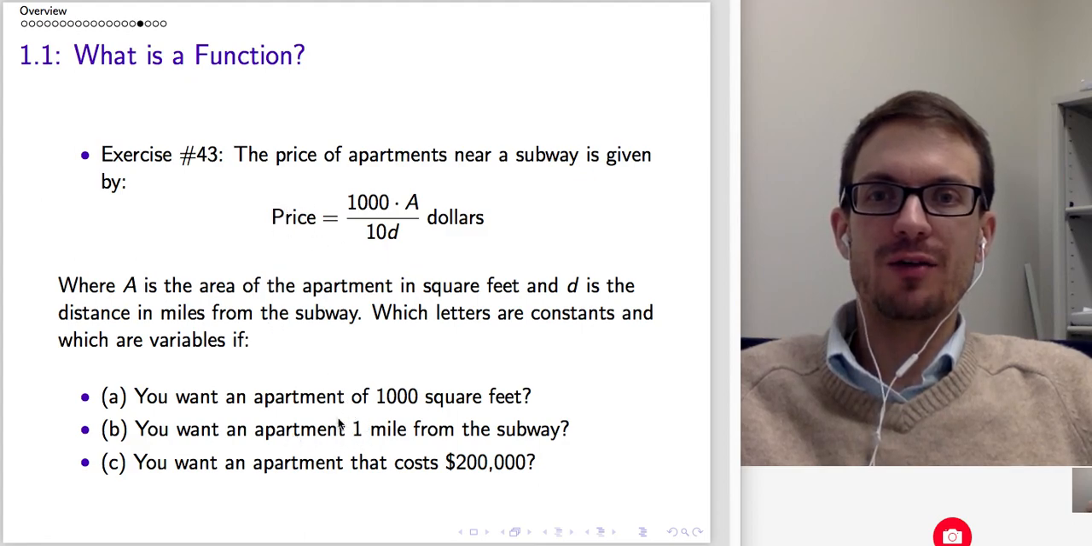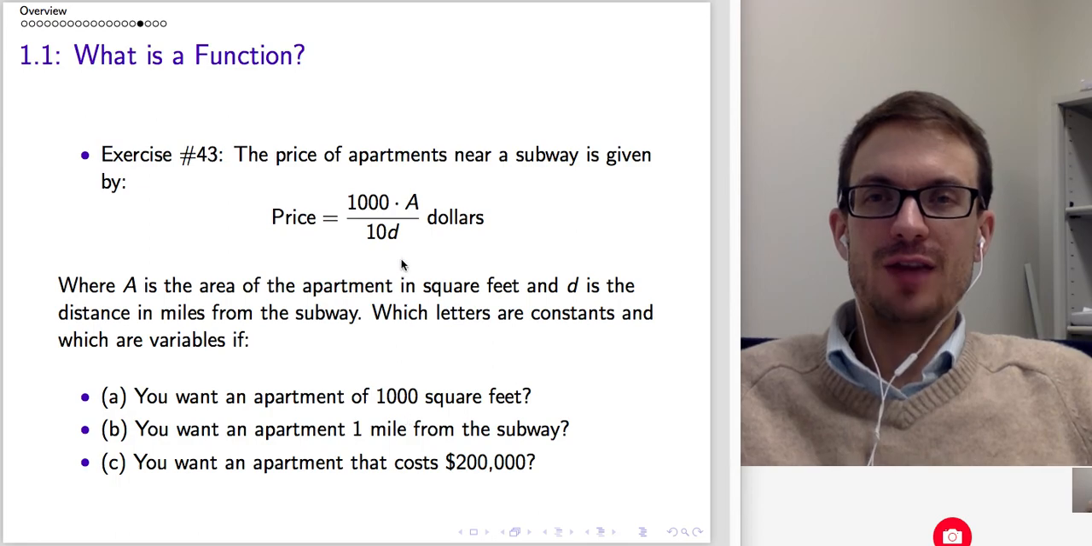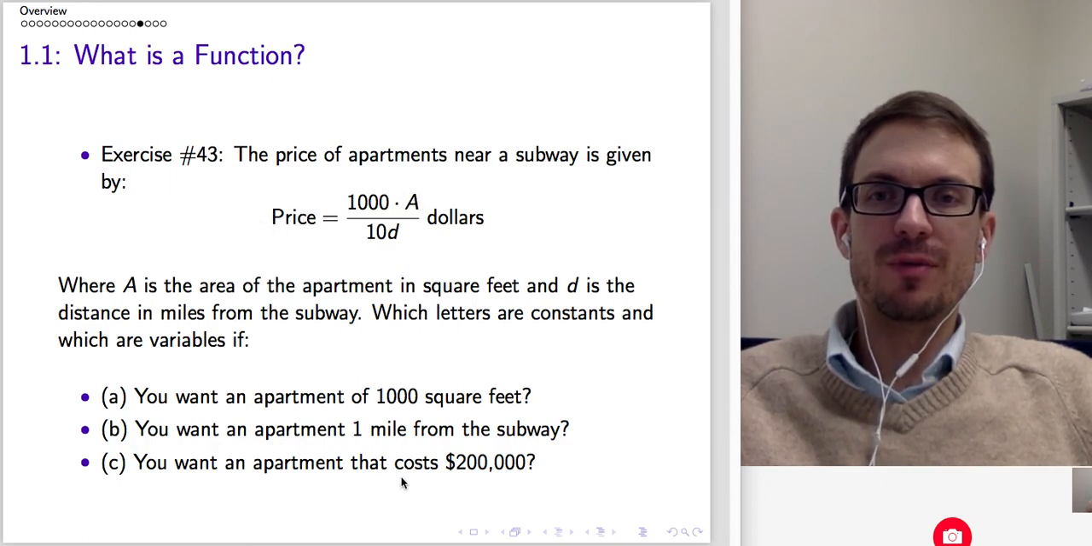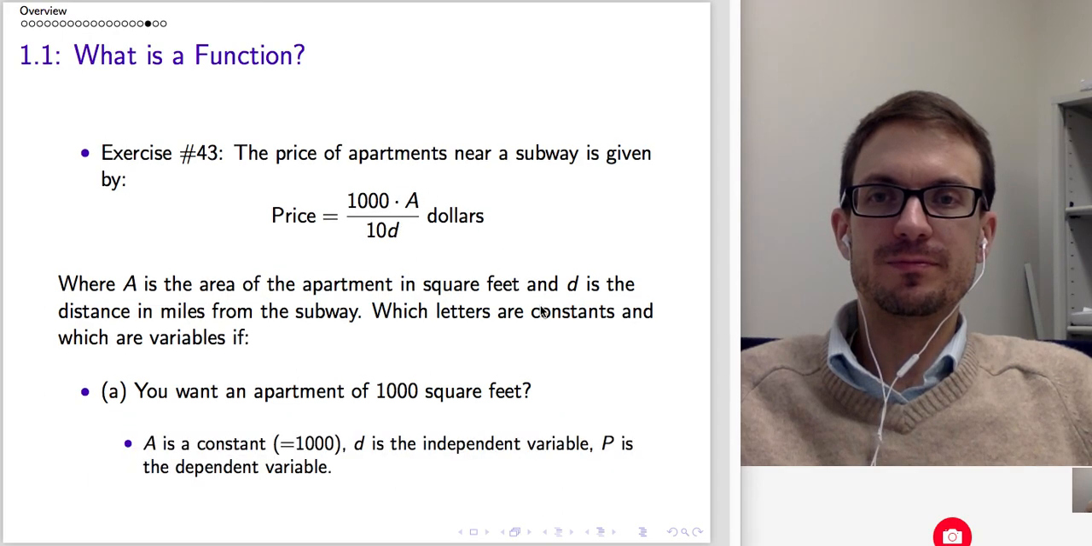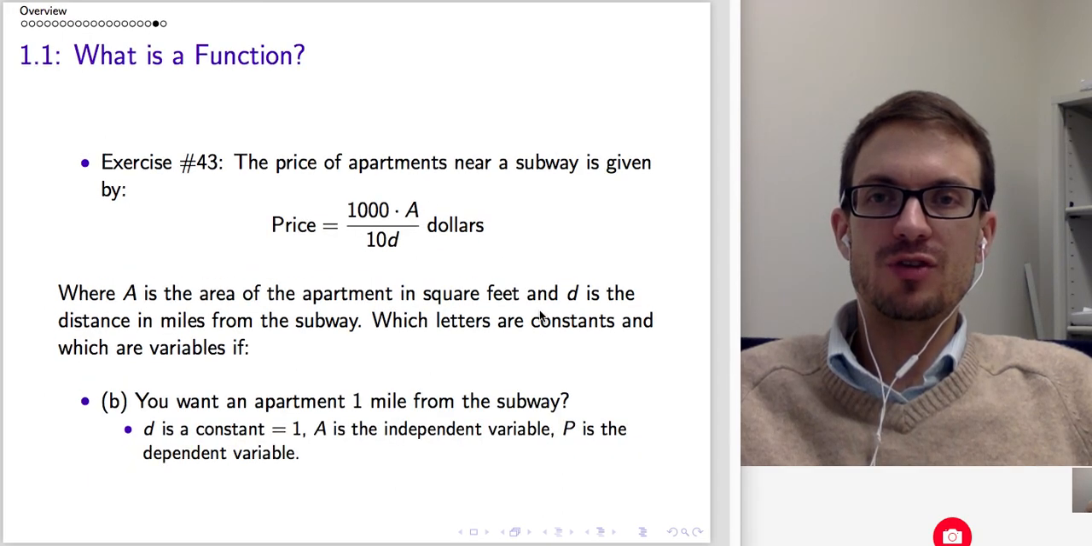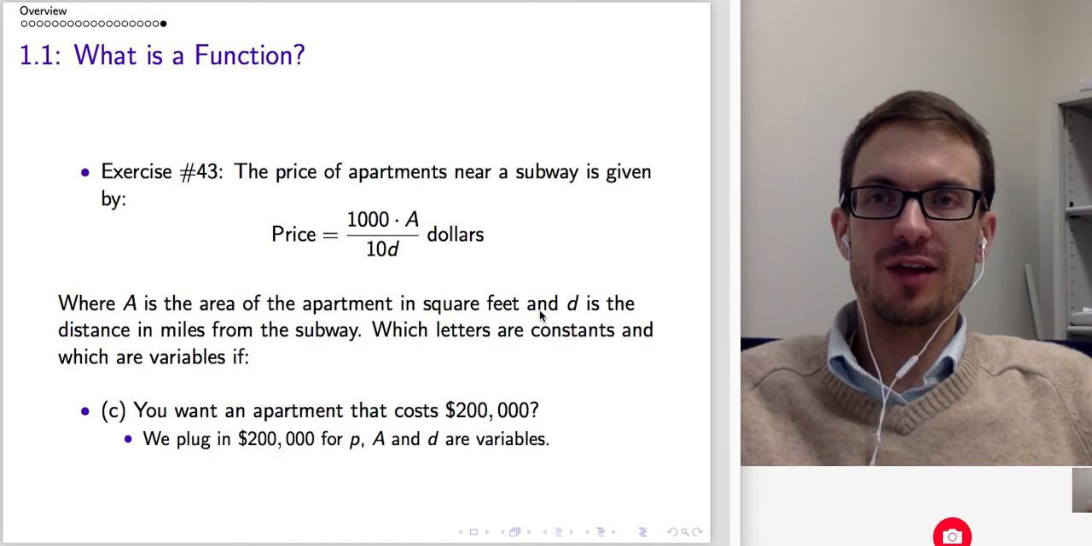Suppose we want an apartment 1 mile from the subway. Now this is specifying that distance is held constant at 1. So then A is our independent variable and price is our dependent variable. And then what if we have an apartment that costs 200,000? We'll plug in 200,000 over here. It's going to mean that price is held constant, and then our variables would be A and D. And then here, just in the slides I've shared that logic. Okay, very good.